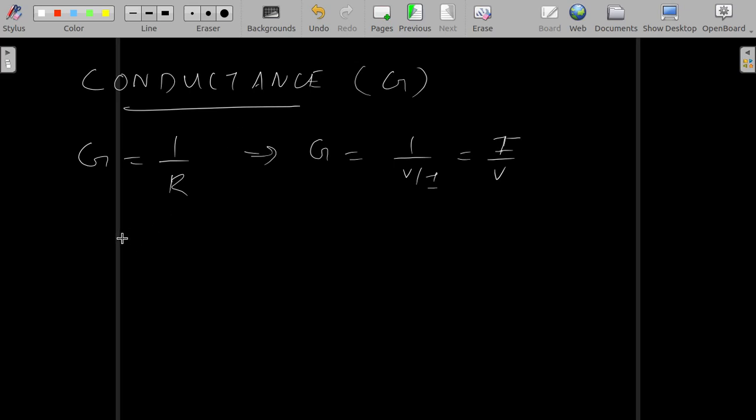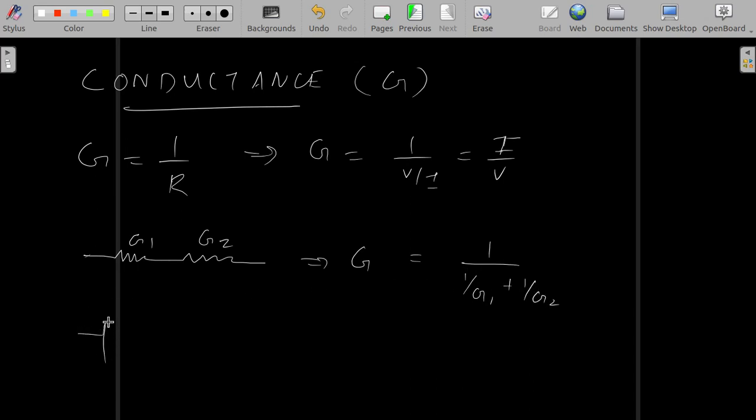So what happens when two elements have conductance G1 and conductance G2? This is the circuit symbol for a resistor. What does it mean when I say this has a conductance G1? It means it has a resistance 1 by G1. Again, this has a conductance G2, so it has a resistance 1 by G2. What is the equivalent conductance in series? G equals 1 by G1 plus 1 by G2.